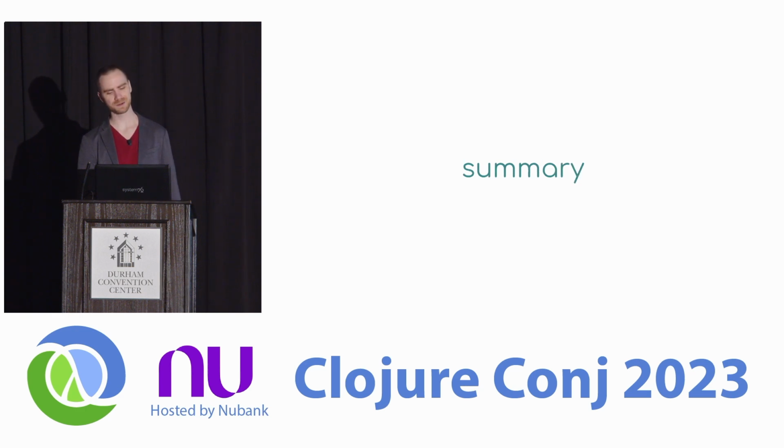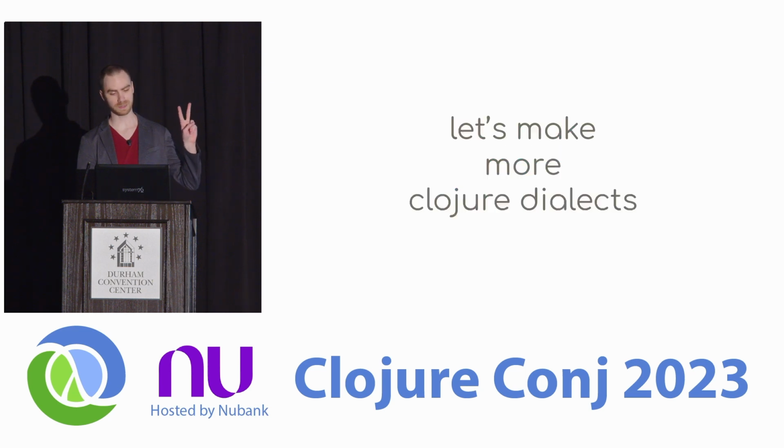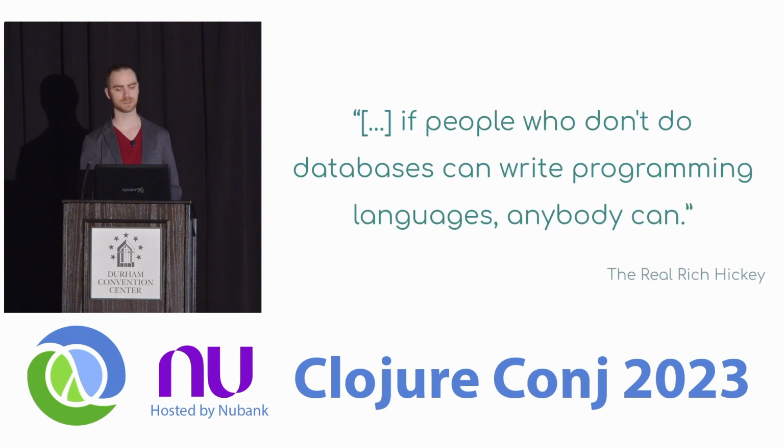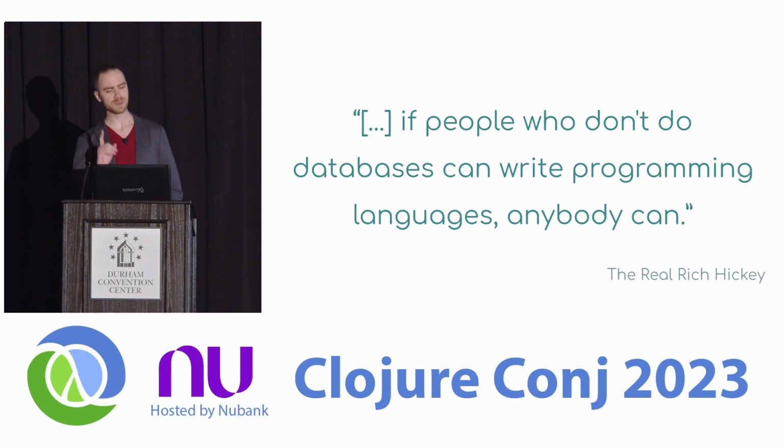Yeah, in summary here, Jank is Clojure on C++. It's a native Clojure dialect. That's my first point. Second point is we need more Clojure dialects, and all of you can help. Rich has a great quote from his Effective Programs talk, and I'm talking about the real Rich Hickey here, not the other one. He says, if people who don't do databases can write programming languages, anybody can. And I would say if I can write a programming language, then anybody can.